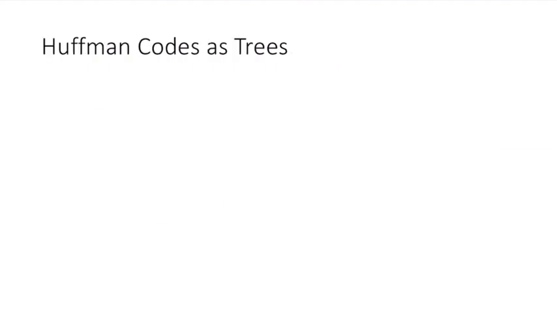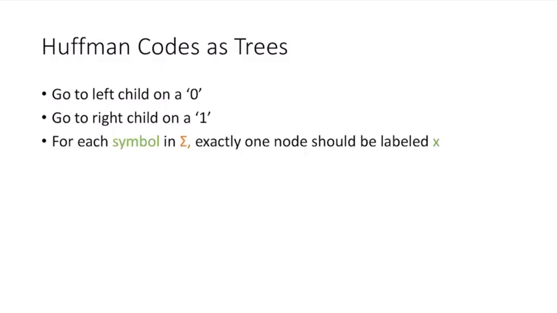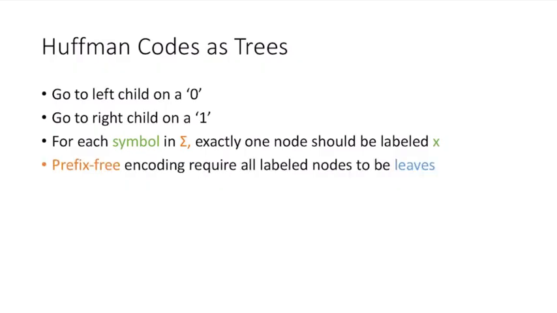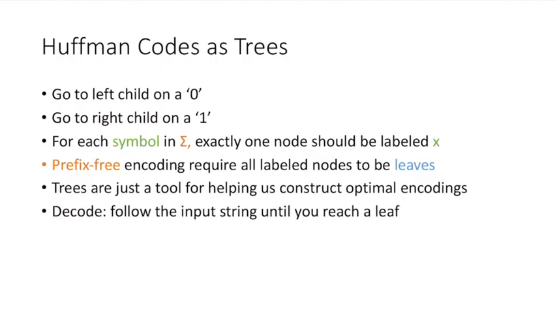So in general, if you're processing one of these Huffman codes, you're going to go left on a 0, you're going to go right on a 1, and for each symbol in the entire set of symbols sigma, exactly one node should be labeled with that symbol. And for a prefix-free encoding, all of the symbols must be found at the leaves of the tree. And trees are really just a tool for helping us construct the optimal encodings, and you don't actually have to store them as a tree with pointers or anything in code.